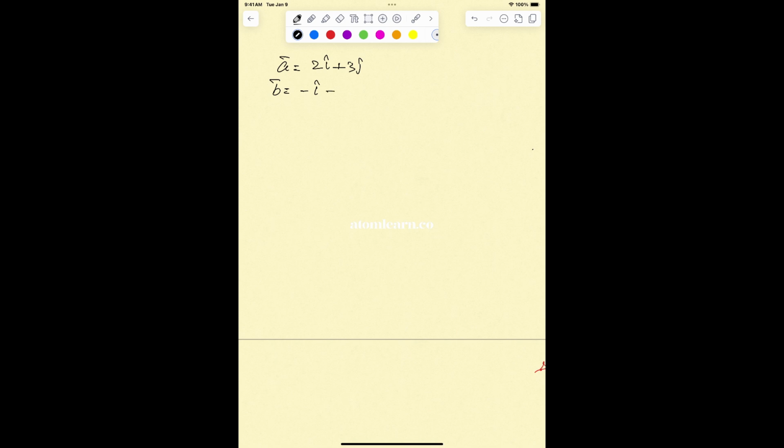Now the question is, I want the component of a vector along a direction perpendicular to b vector. Right? Last time the question was along a direction which is along the b vector. Now I want the component along the perpendicular to the b vector direction.